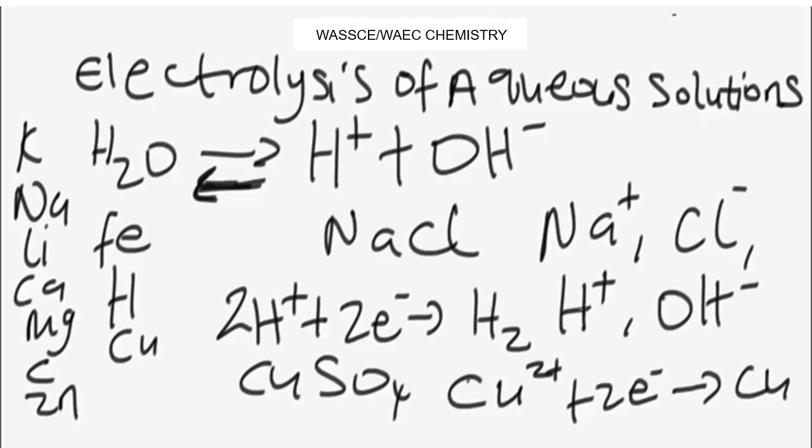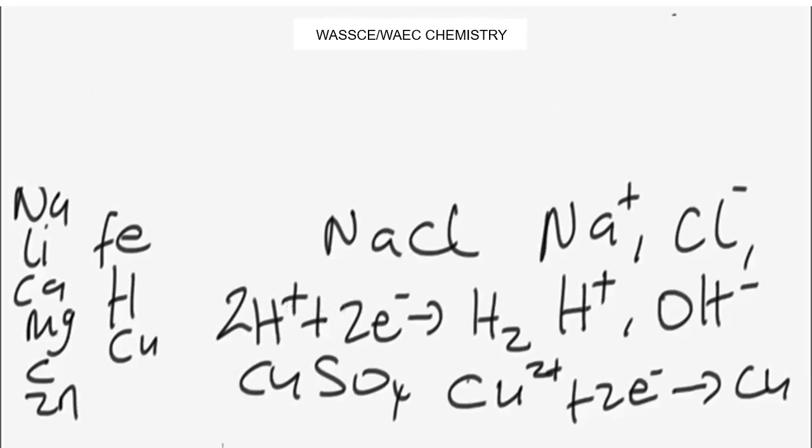But when we say halide, we're talking about halogens, and halogens are elements in group 7 of the periodic table. They include fluorine, chlorine, bromine, iodine. So at the anode, if hydroxide and halide ions are present, molecules of chlorine, bromine, or iodine will be formed. Okay, if no halide ions are present, then the hydroxide ions are discharged and oxygen will be formed together with water. Okay, let me show you.